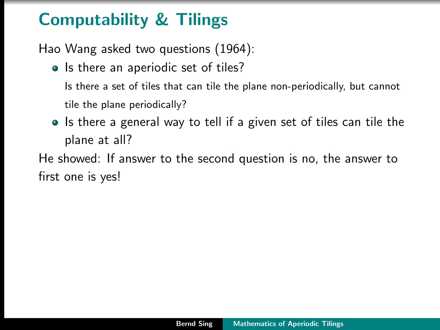And exploring this further, he asked 2 questions, namely, is there a set of tiles that can tile the plane non-periodically, but it's not possible with the same set to tile the plane periodically? And the second question was, is there a general way, so an algorithm, to tell if a given set of tiles can tile the plane at all? He showed that if the answer to the second question is no, then the answer to the first one is yes.